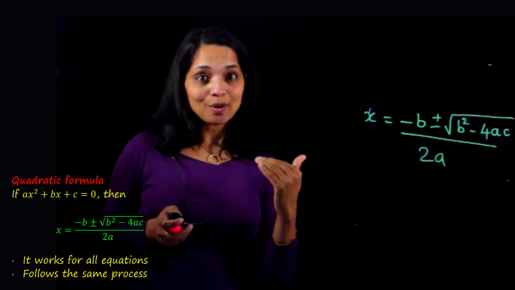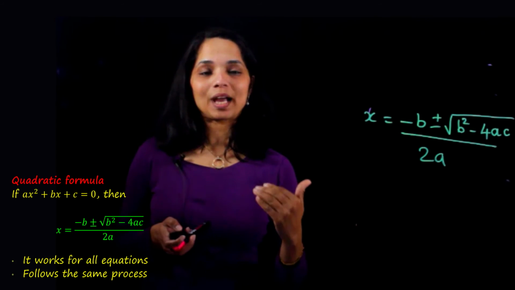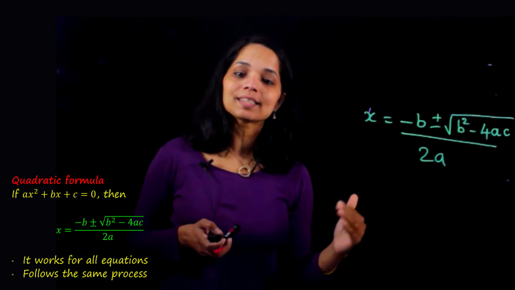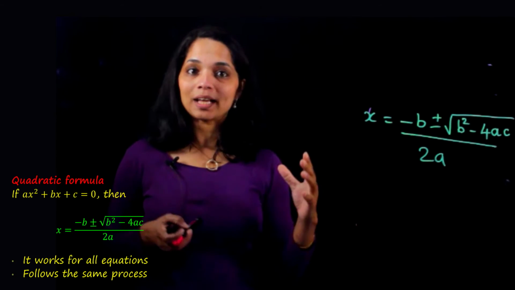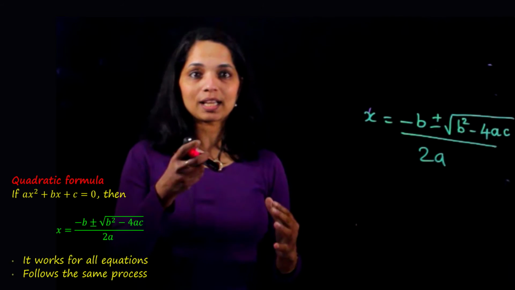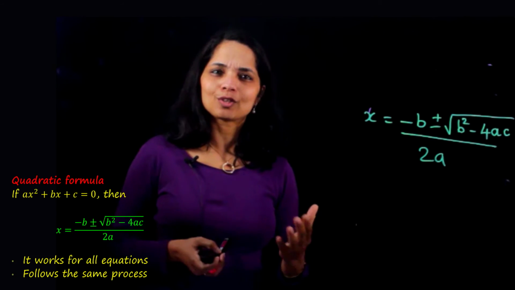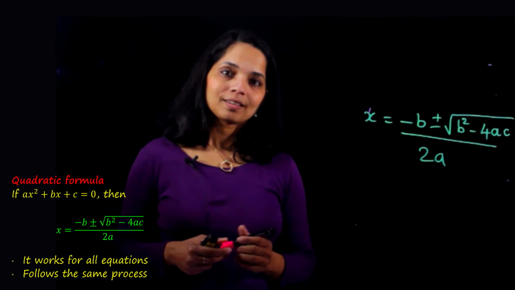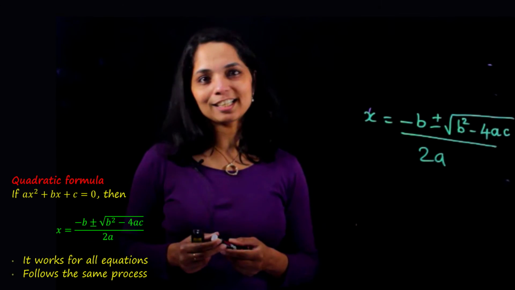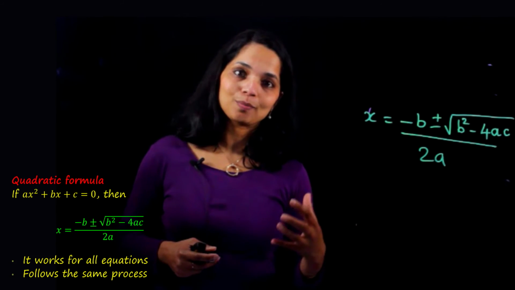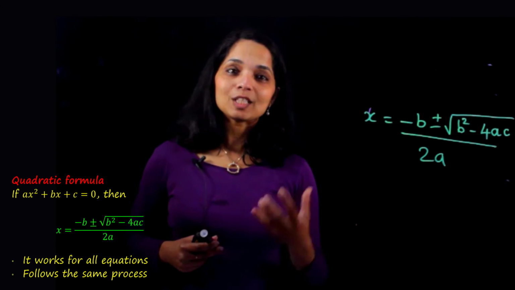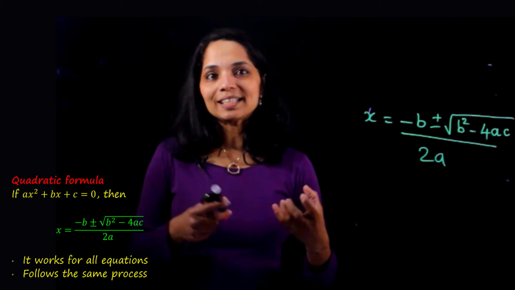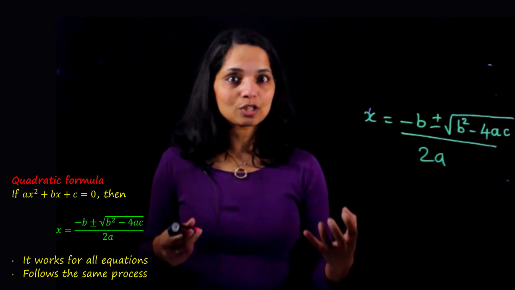So the quadratic formula gives us a very simple way to solve any quadratic equation. It works for all equations and it follows the same process no matter whether it has real roots or complex roots, and even if it's hard to factorize. It always follows the same process. But the downside of this is it doesn't give us any insight into the problem that you're trying to solve. That's why we always prefer you to use completing the square or the factorizing techniques, because it gives us a real feeling of what you're actually trying to do.